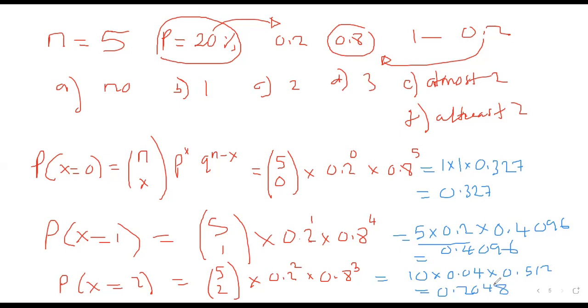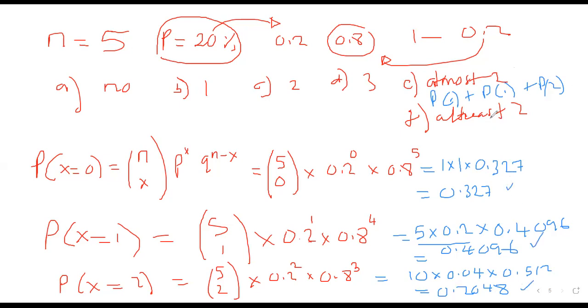All right. Now, listen to me carefully. If you're asked what is at most 2, it is 2 and below. What is at least 2? It is 2 and above. So if you're asked to find at most 2, it means you find the probability of 0 plus the probability of 1 plus the probability of 2. You add them. So we're going to add the answers we found, this plus that plus that.